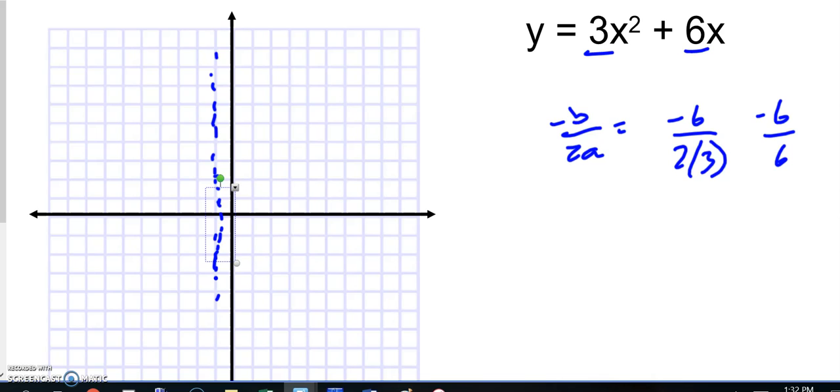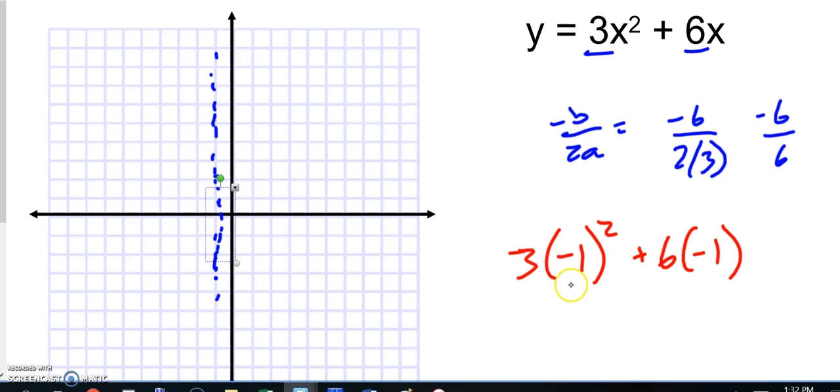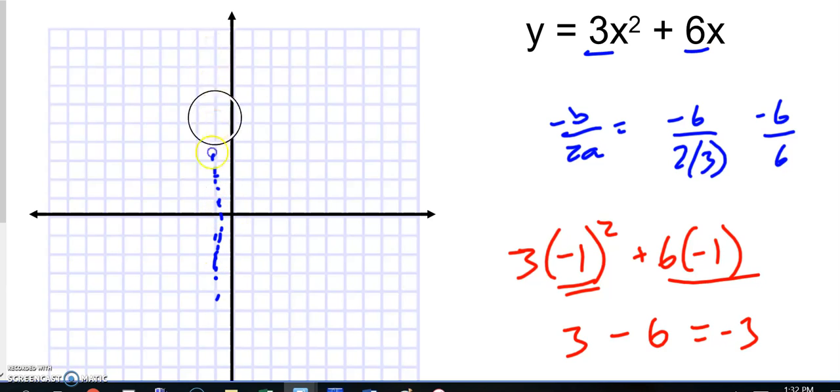My bad. So we're going to plug negative 1 in for x, so 3 times negative 1 to the second plus 6 times negative 1. And what we get here, this comes out to just positive 1, so 3 times 1 is 3. 3 plus 6 times negative 1, that's negative 6. So 3 minus 6 is negative 3. So our vertex is (negative 1, negative 3). I'm going to erase my axis here. So (negative 1, negative 3) is right here.